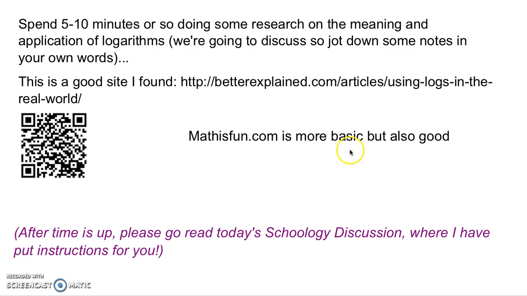Mathisfun.com is a little more basic, but it's also a good place. You're to read for understanding. So if you go to one site and you sort of don't get it, try to find another site. After the time is up, 5 or 10 minutes, you should go read today's Schoology discussion, and I've put instructions for you to complete that.